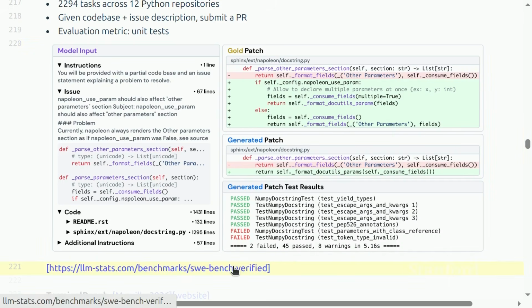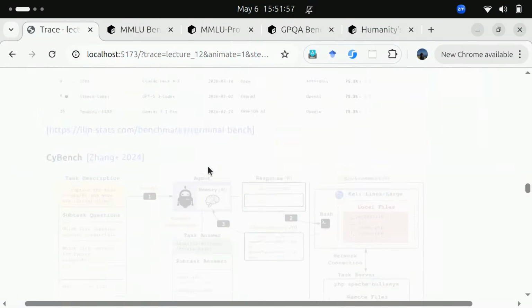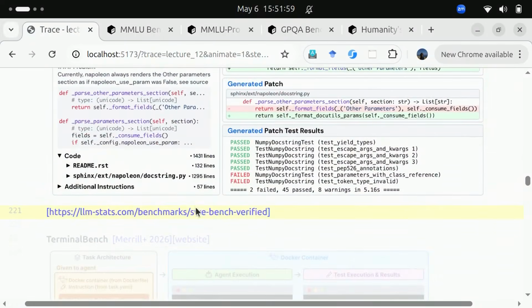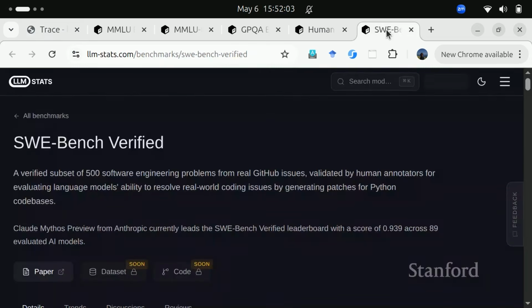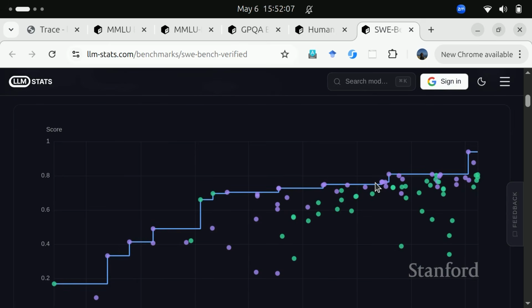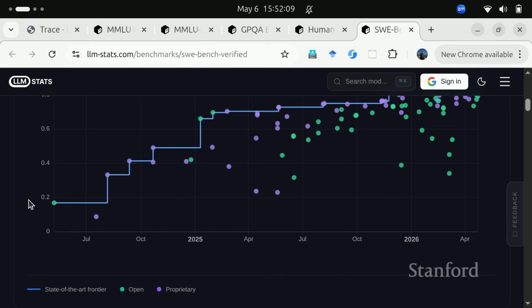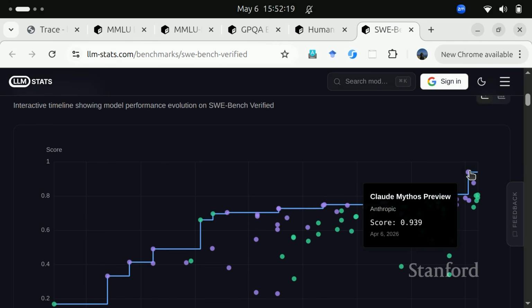And let's see how we're doing on SWE-bench. Actually, this is going to be SWE-bench Verified, which I'll tell you later why this happened. So on SWE-bench, in 2024 it was still around 16%, and now it's up to like 93. Good job, Mythos. Okay.